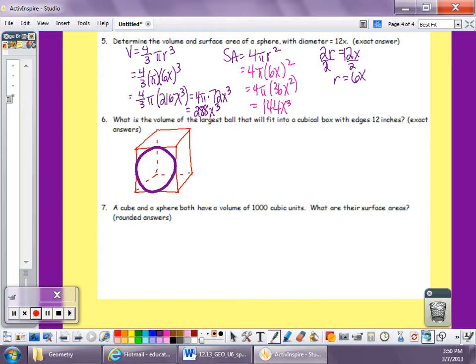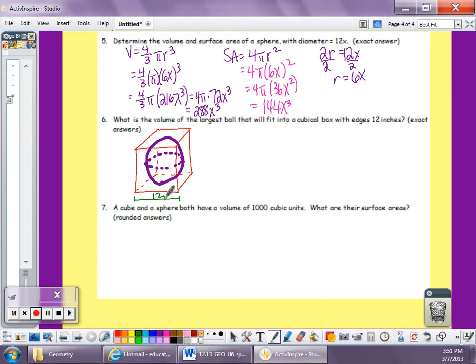Actually that would be the wrong drawing. It would actually cut through the middle of each of these, like that, and then it would curve to the back. Remember, it touches the side of each one of these, and it would touch in the middle. So I know that my cube measures 12 along here.